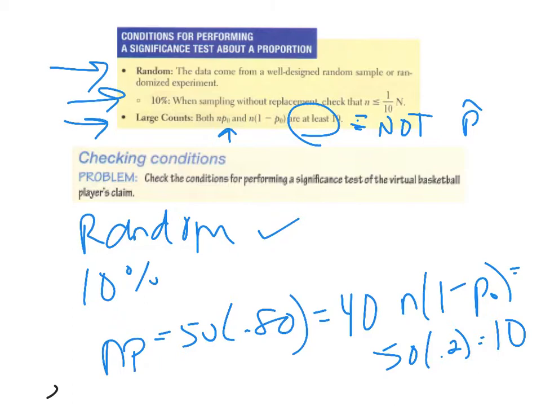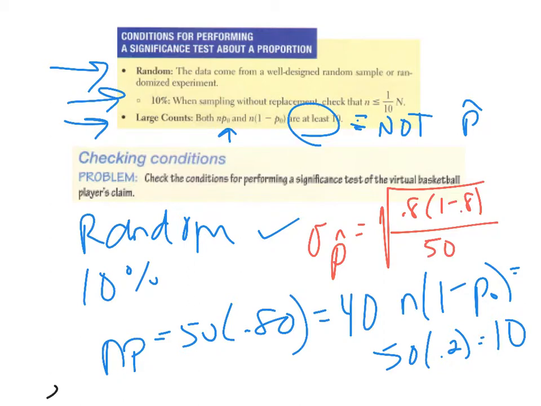Because we can assume normal, we can calculate our standard deviation, and we are going to calculate it using the null hypothesis. We can calculate our standard deviation using the same formula we did before, but using our null hypothesis. We would get a standard deviation of 0.0566. So far, very similar to when we did a confidence interval.